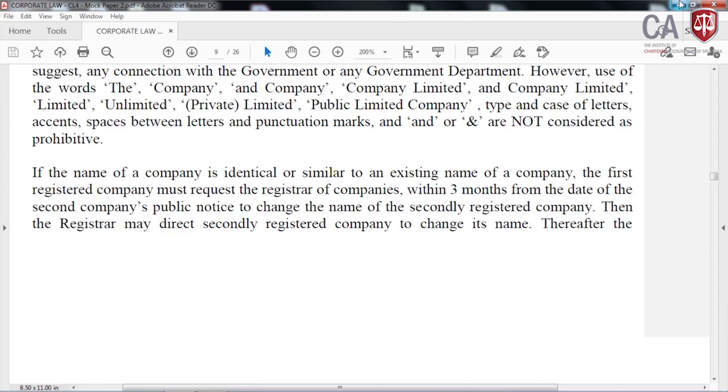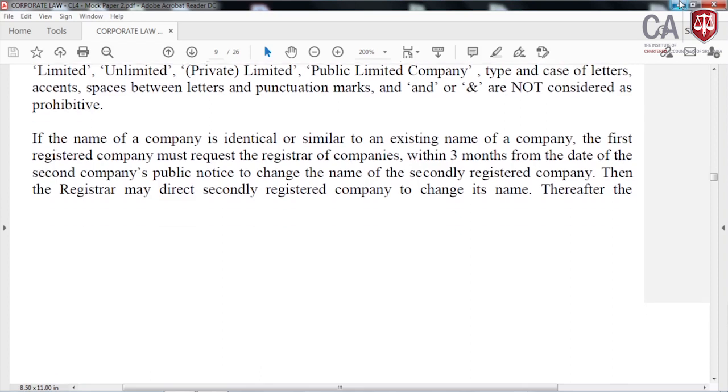So, the first registered company having the identical name must take action to object to the name of the second company seeking the registration in the same name to the registrar of companies, and such objection must be made within 3 months from the date of the second company's public notice to change the name of the second registered company. Then the registrar may direct the second registered company to change its name.